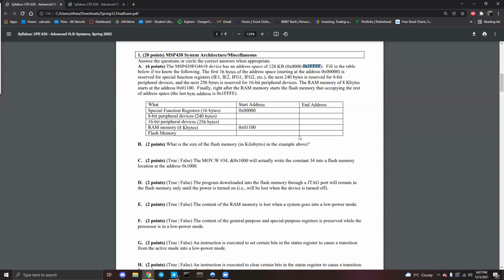Now part B: what is the size of flash memory in kilobytes in the example above? Well, flash starts at 0x03100 and ends at the highest address. You get the absolute range by subtracting the lower from the upper, the absolute amount of flash. And then you just multiply that.